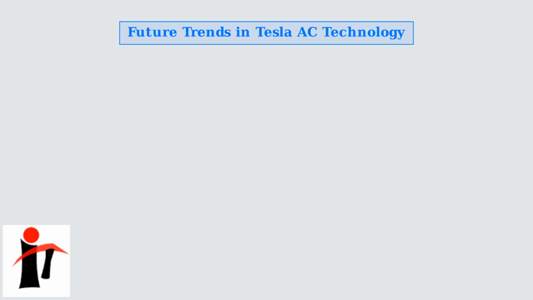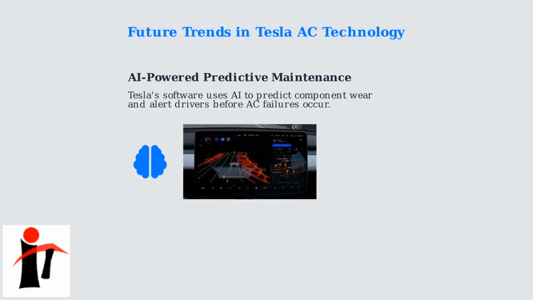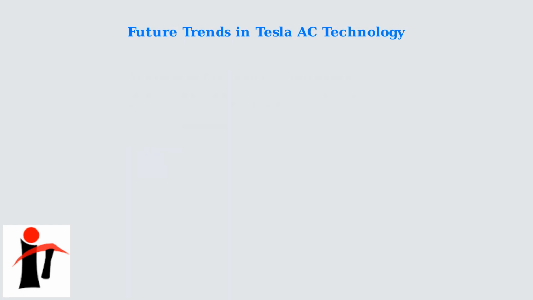Increasing integration of AI will enable proactive maintenance, with software predicting component wear based on driving data and usage patterns. Future Tesla models may adopt more eco-friendly refrigerants like CO2, known as R744, which offers better environmental benefits and improved cooling efficiency compared to traditional refrigerants.